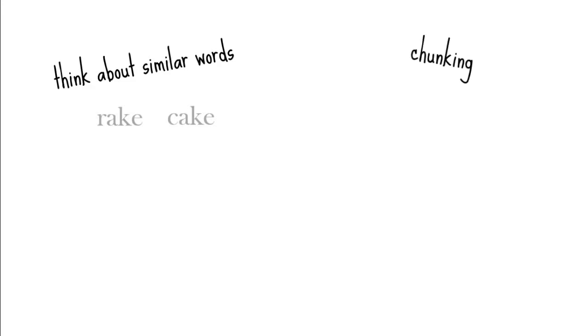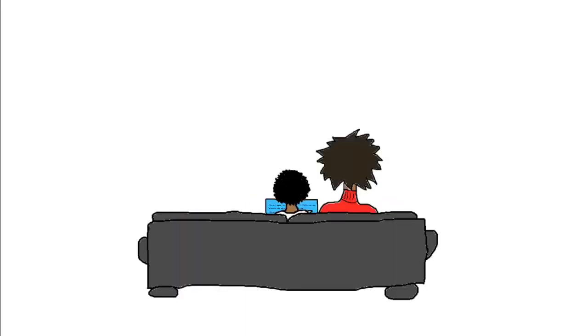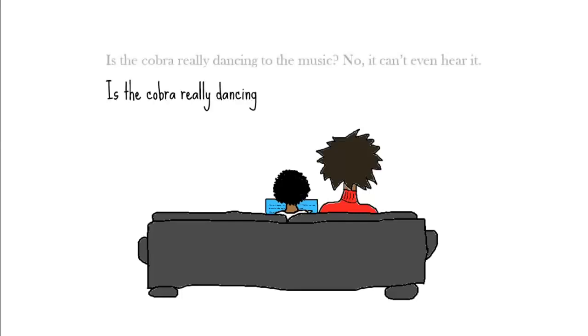Chunking is another strategy, breaking the word into bigger chunks rather than trying to sound out each individual letter. Finally, allow your child to use the pictures in the book to make a guess. Never cover up the pictures when your child is reading. They're important tools to help her figure out words independently. You can also try covering up part of a word to see if your child can read the other part first.